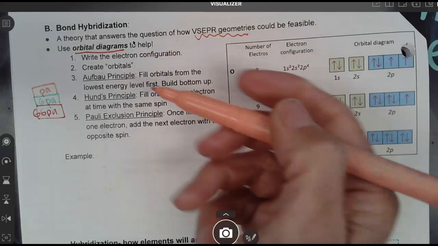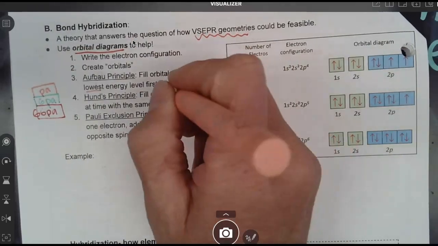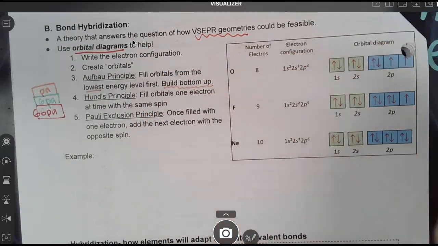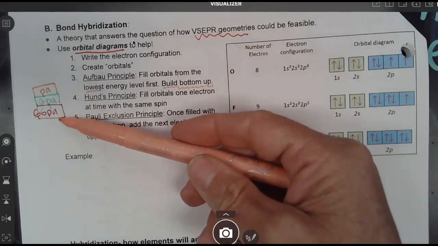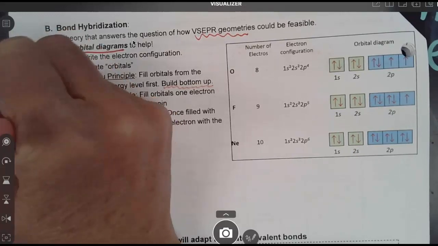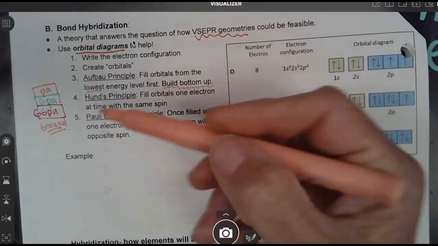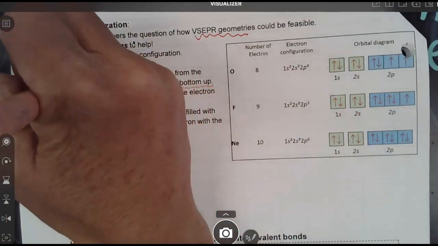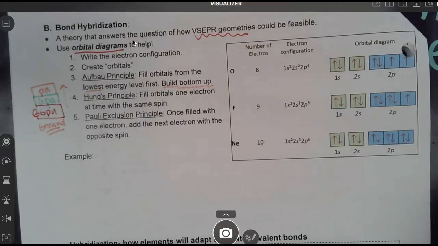And the idea is that you're filling from the lowest energy level. So you're building bottom up. We're building from the lowest place up to the top place, right? The ground level is where you start building, and then you can go up from there. So same idea here. That's the background to that story, though, in case you were wondering.